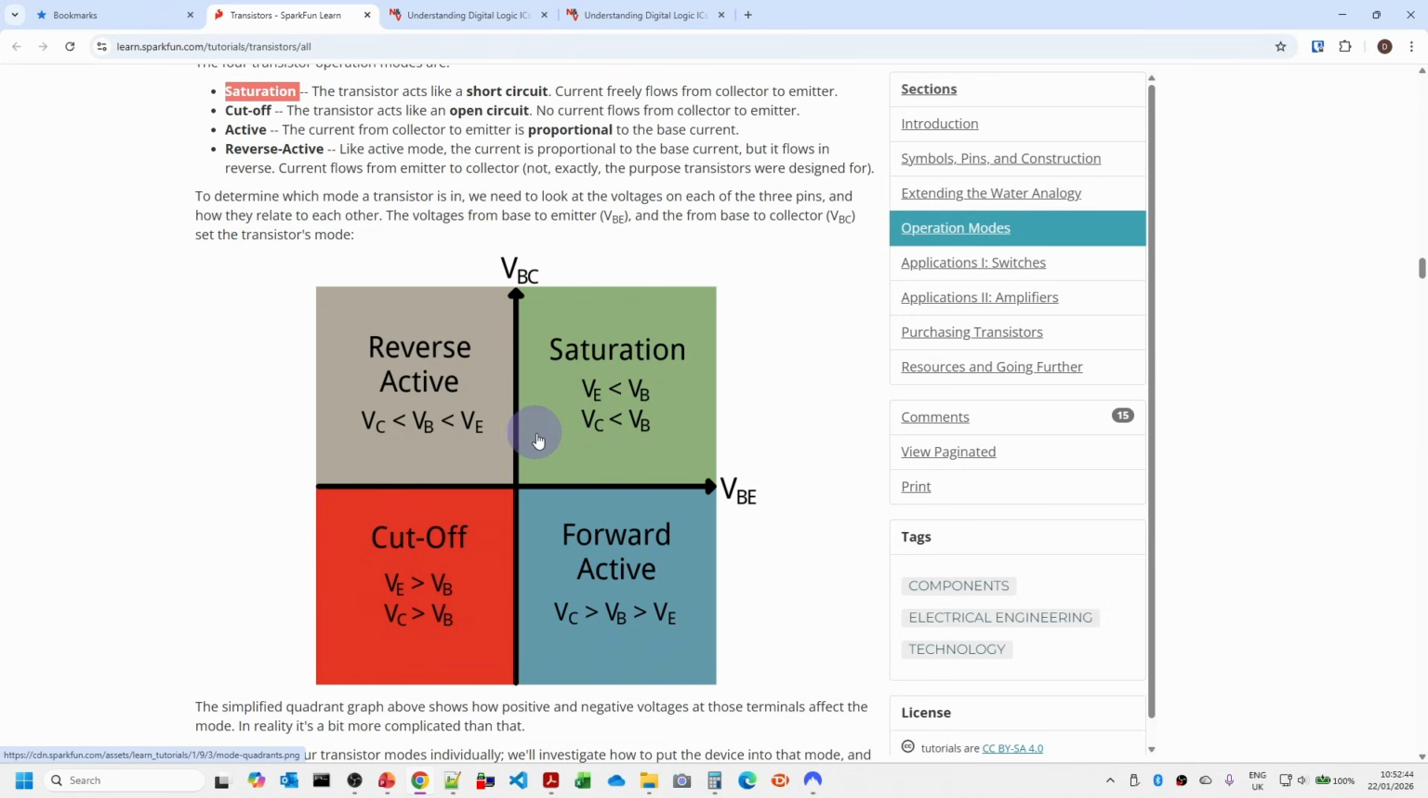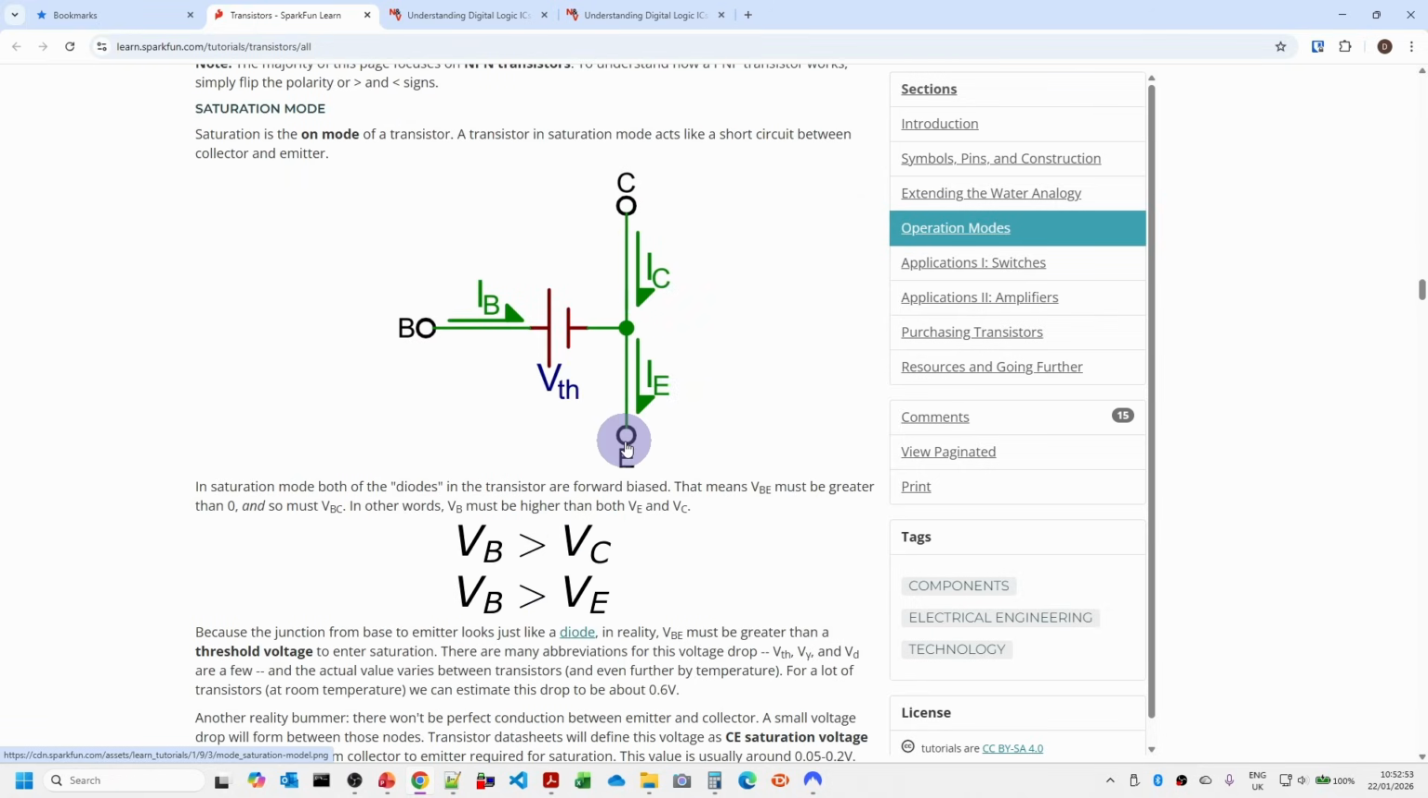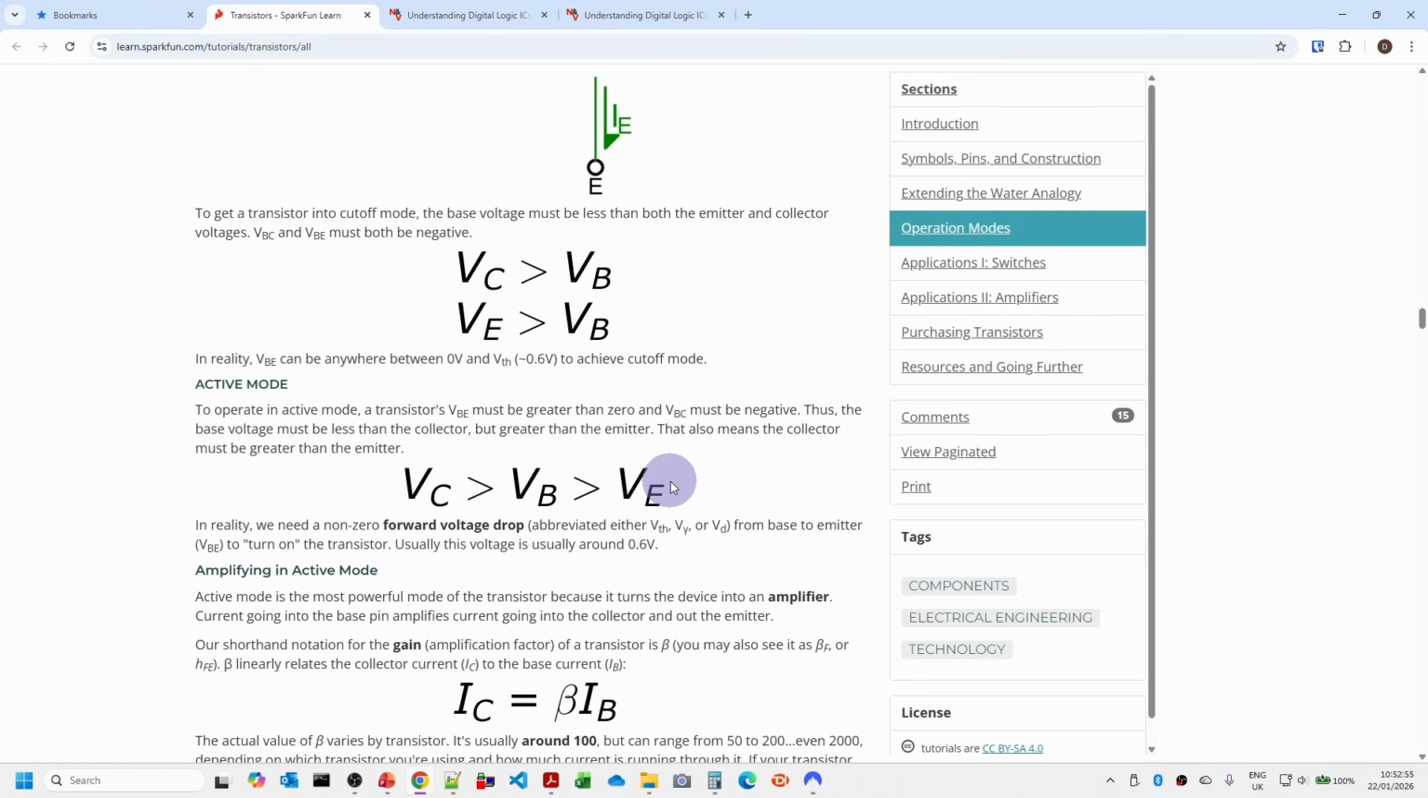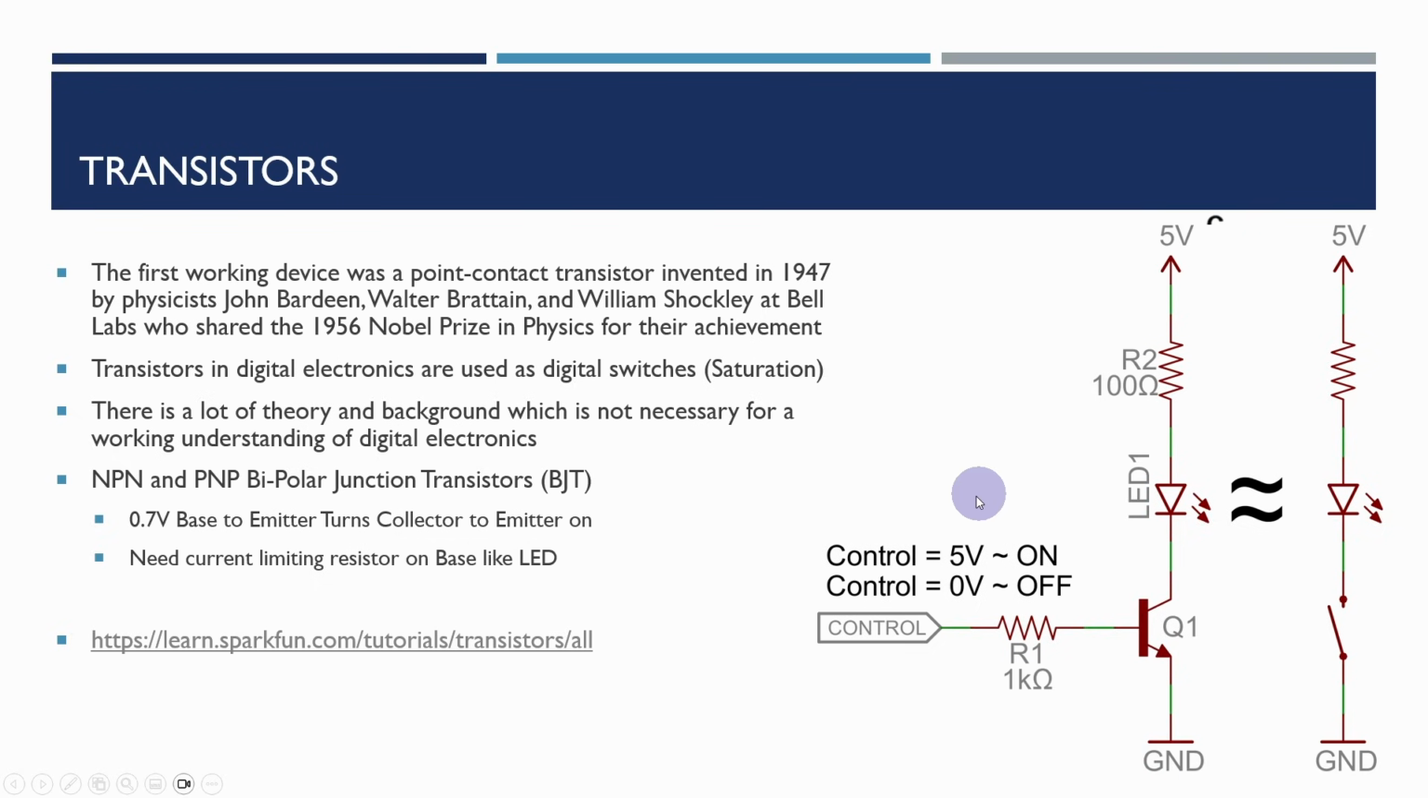But this is the sort of stuff that is useful to know, and I'm not saying that people shouldn't understand this, but you generally don't need to understand much of this to actually be able to use transistors in digital circuits. And then some of the diagrams I've got on the slide have actually come from here. So this one here shows a very simple on-off switch.